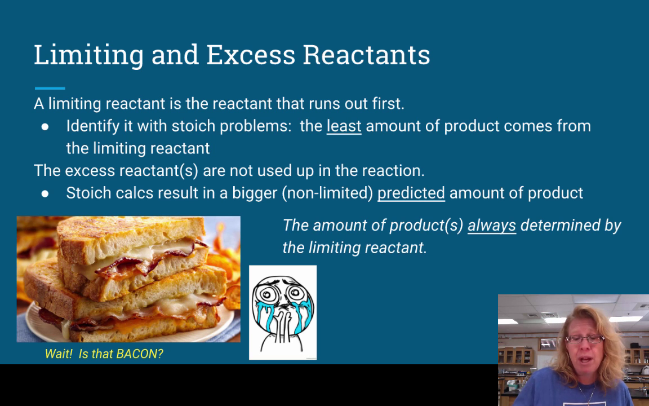So there's this key idea down here at the bottom. The amount of product, the actual amount, is always determined by the limiting reactant. The excess reactant, there's just too much there. And again, those last couple sandwiches just are not actually done. So you always have to look at that lesser value. The limited amount of product and the limiting reactant are the ones that are really the key values for us.